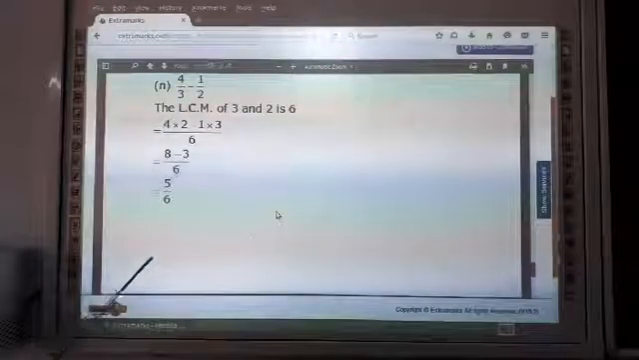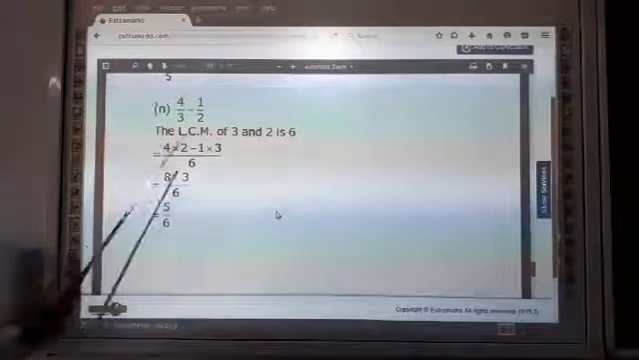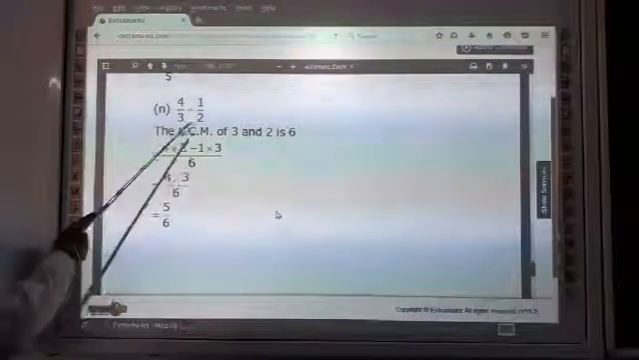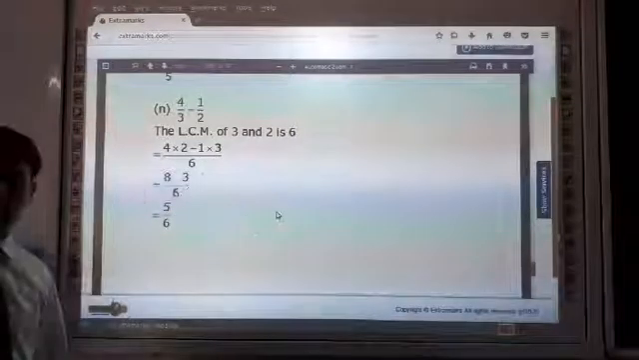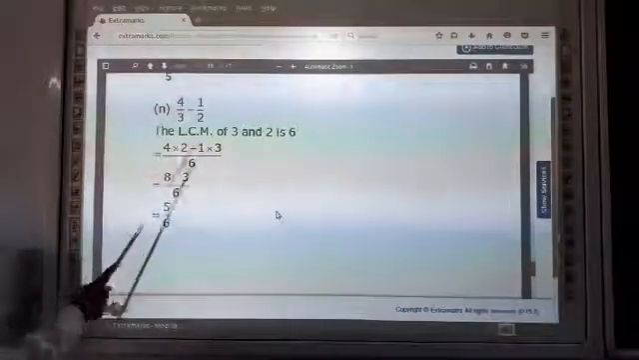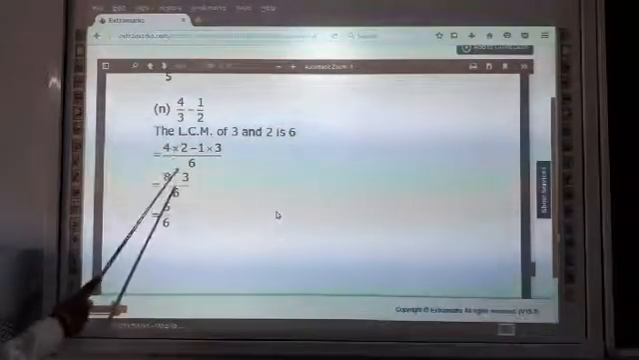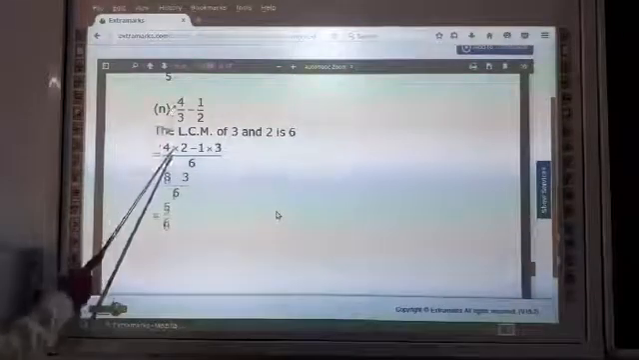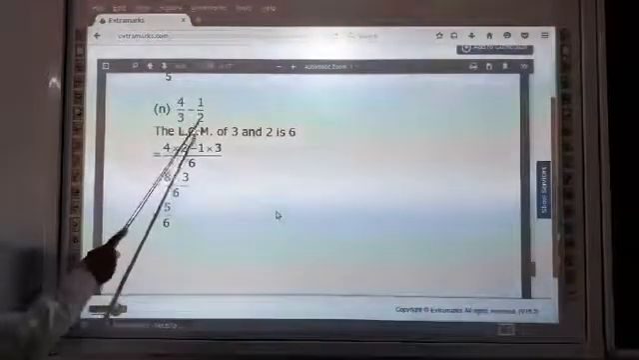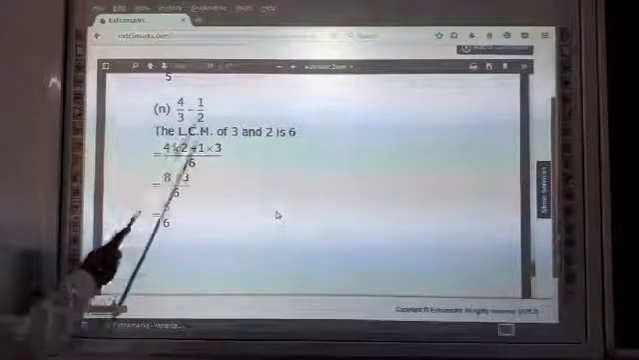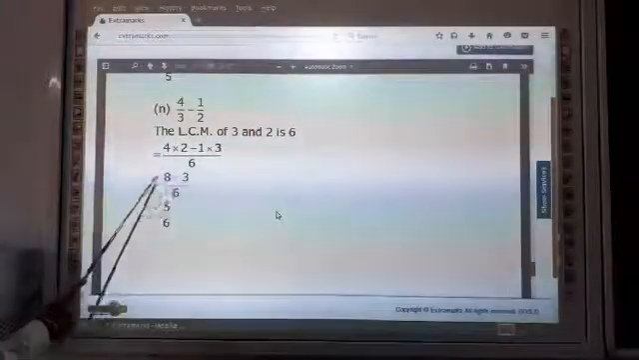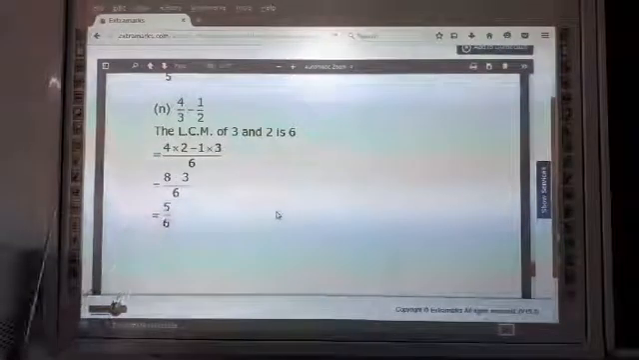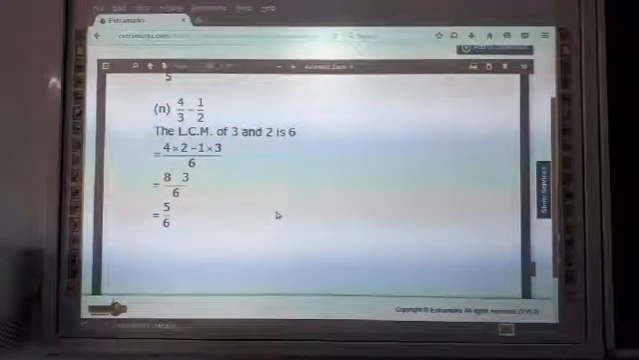N is equal to 4 upon 3 minus 1 upon 2. The LCM of 3 and 2 is 6. LCM is 6. 3 twos are 6. 4 twos are 8, minus 2 threes are 6. 3 ones are 3. 4 twos are 8 minus 3 ones are 3, upon 6. 8 minus 3 is 5 upon 6. Okay.